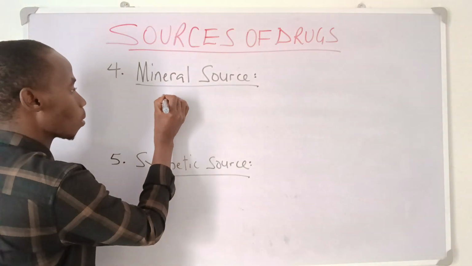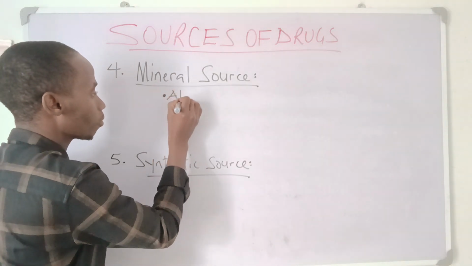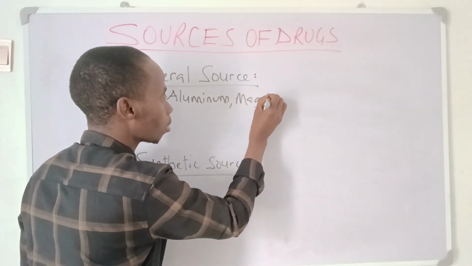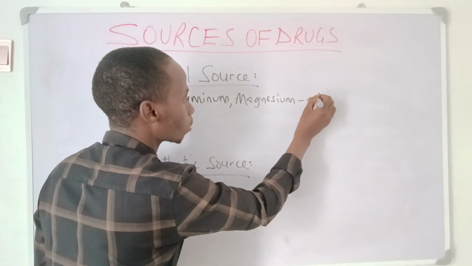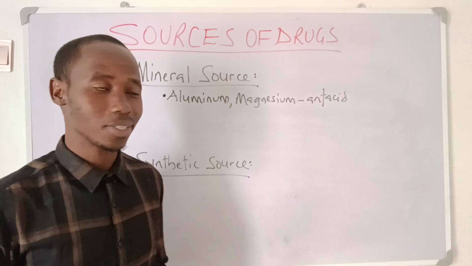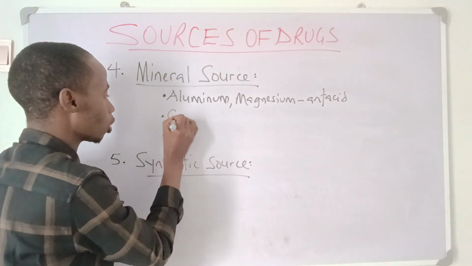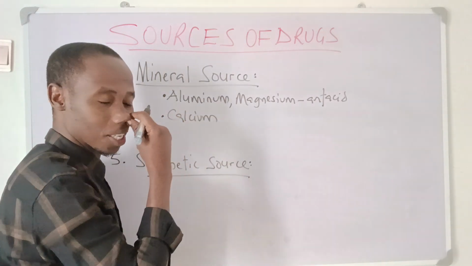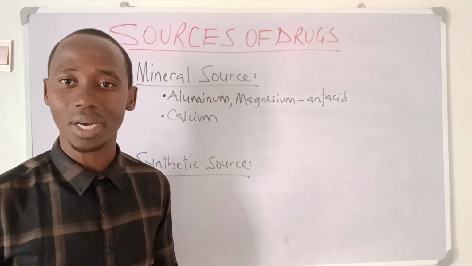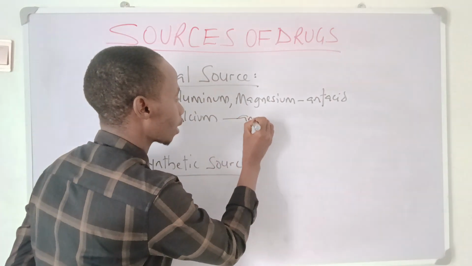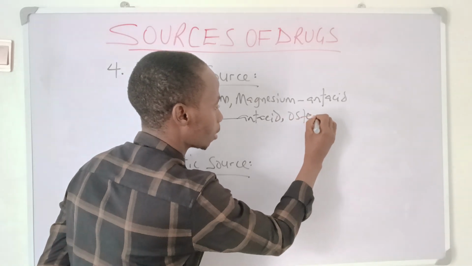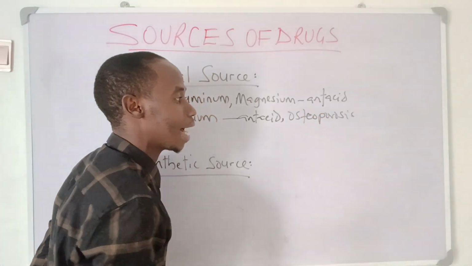A good example of a mineral substance that is used as a drug: we have aluminum, we have magnesium. All these are mineral substances that are used as antacids to manage peptic ulcer disease. Another example is calcium. Calcium is also used as an antacid, but in addition, calcium is used to manage osteoporosis, which is a bone-related disease. So calcium can be used as an antacid and also to manage osteoporosis, in addition to other uses as supplements.